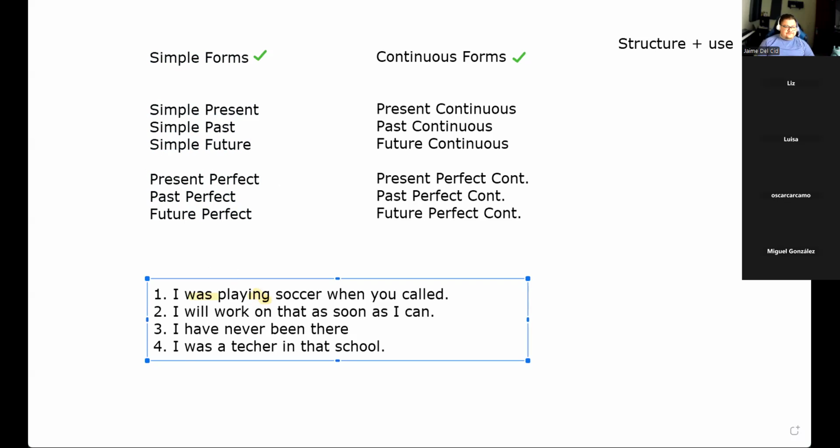Let's go with Padding. Padding, can you help me with number four? I was a teacher at the school. Is that a simple form or a continuous form? Continuous form. We said it has to be ing plus the verb be. Is there an ing verb here? No.